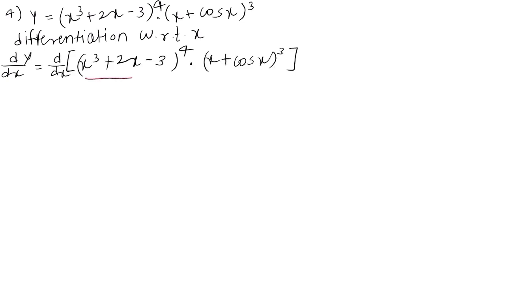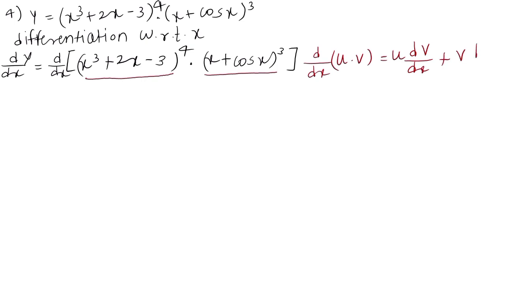Next example is y is equal to (x cube plus 2x minus 3) raised to 4 into (x plus cos x) cube. First step is write differentiation with respect to x. Put d by dx on both sides. Now here we can see that two terms are in the multiplication, so we need to use the multiplication formula, that is differentiation of u into v is u derivative of v plus v derivative of u.